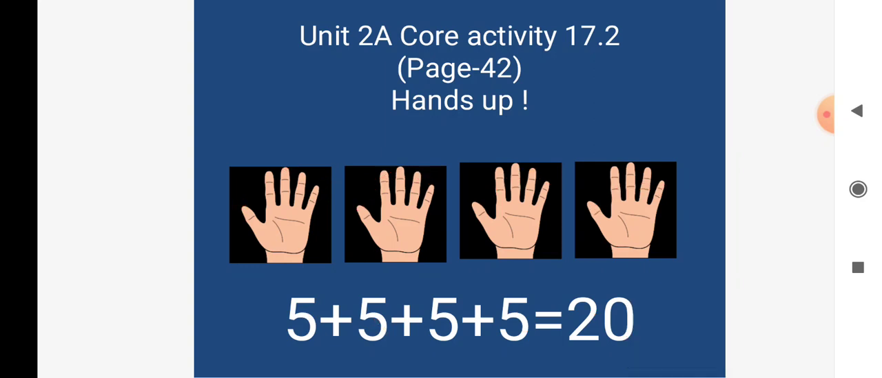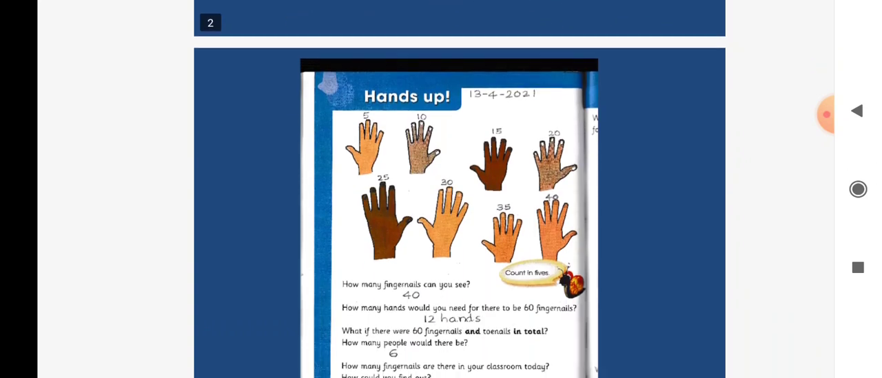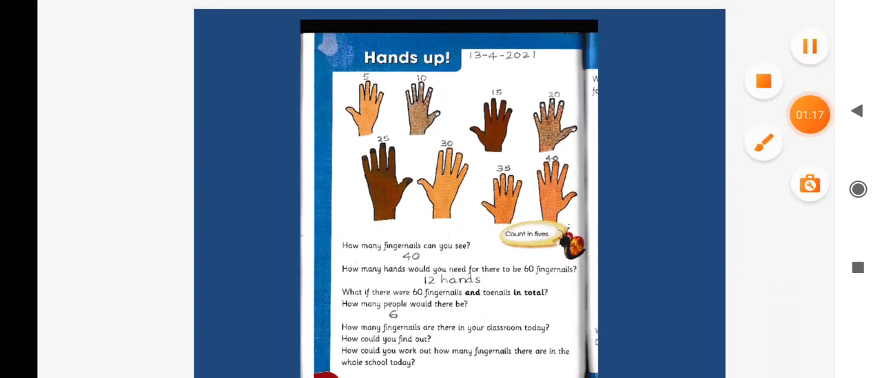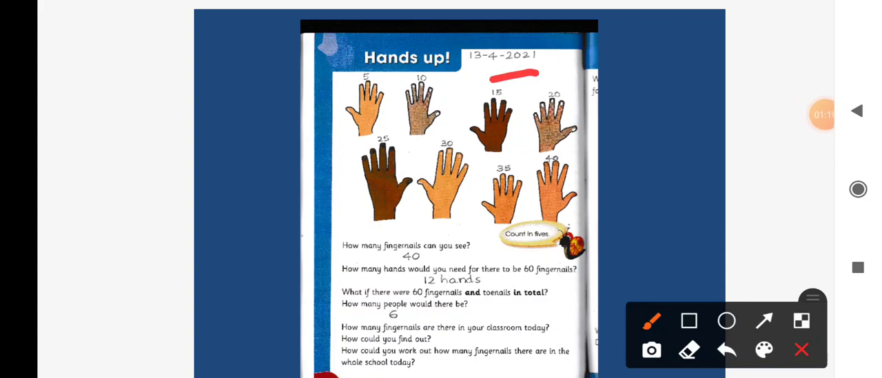Okay, very good. Now, in your learner's book, you can write this. First you write the date. Okay, now we will count the number of fingernails. These are the nails. Now the first one is 5. So second, if we add together, it will be 10 and here it will be 15, here 20, 25, 30, 35, 40. Once again, 5, 10, 15, 20, 25, 30, 35, 40.